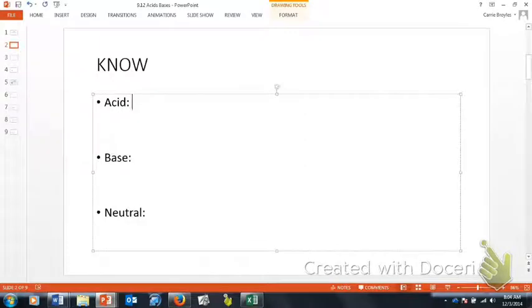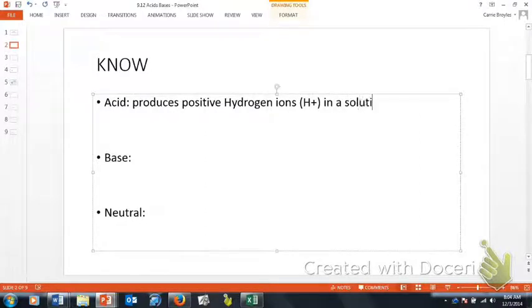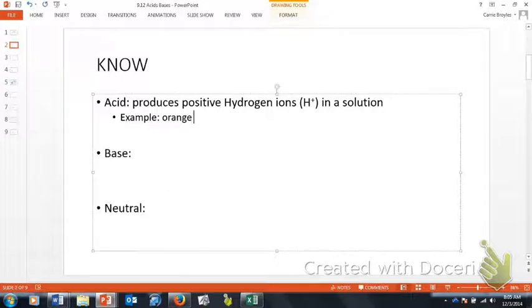So for the definition of an acid, we're looking at something that we are going to talk a lot more about later, but it says that it produces positive hydrogen ions. And what that actually looks like is this, and that would be in a solution. An example of this would be orange juice, and there's lots of other things that we will be doing in a lab, and you will be identifying whether it's an acid or base or a neutral substance for that matter.